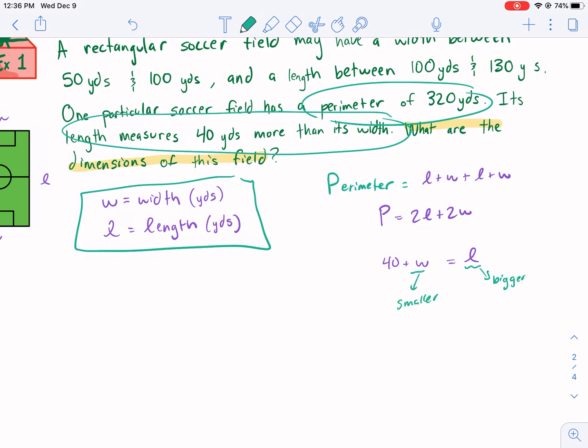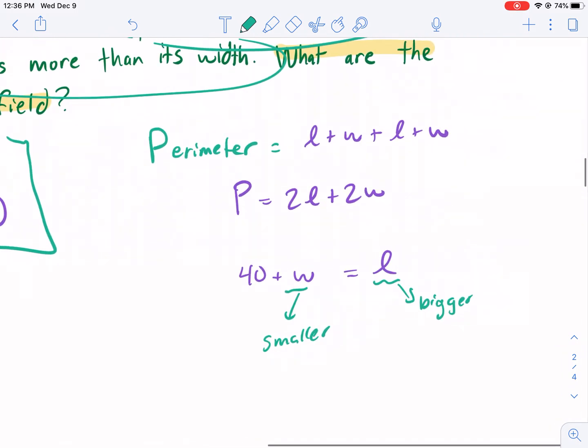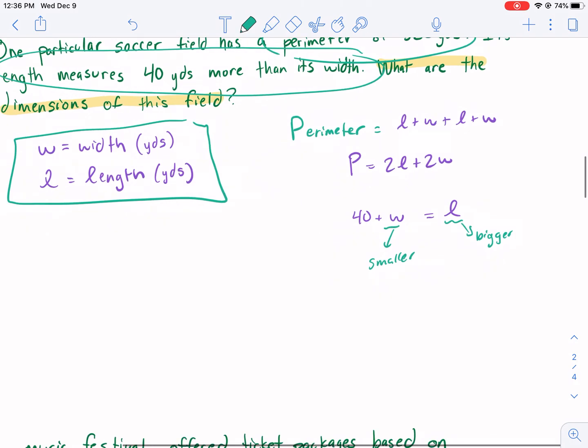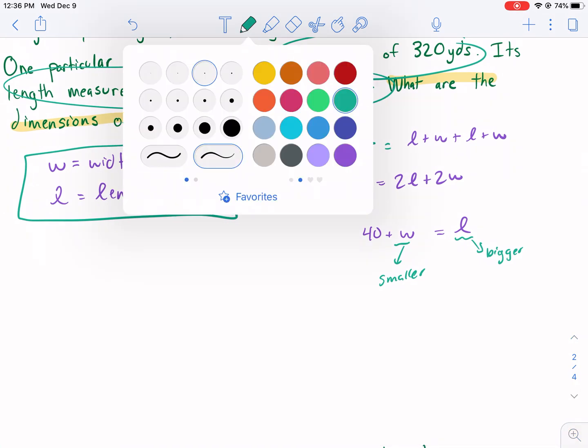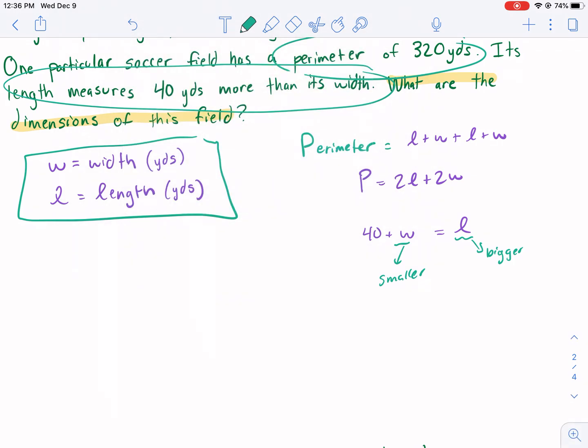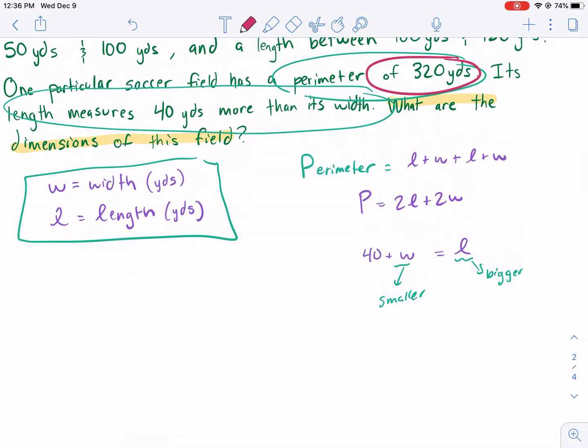Now as you can see here, we have three variables: W, L, and P. So what we need to do is substitute one of the values. We already determined that we're going to be working on W and L, so we have to determine a value of P that we can substitute, and we already know what that is. We know that the perimeter of our field is 320 yards. So we're going to substitute this value in for P and rewrite that equation. That equals 320 equals 2L plus 2W.